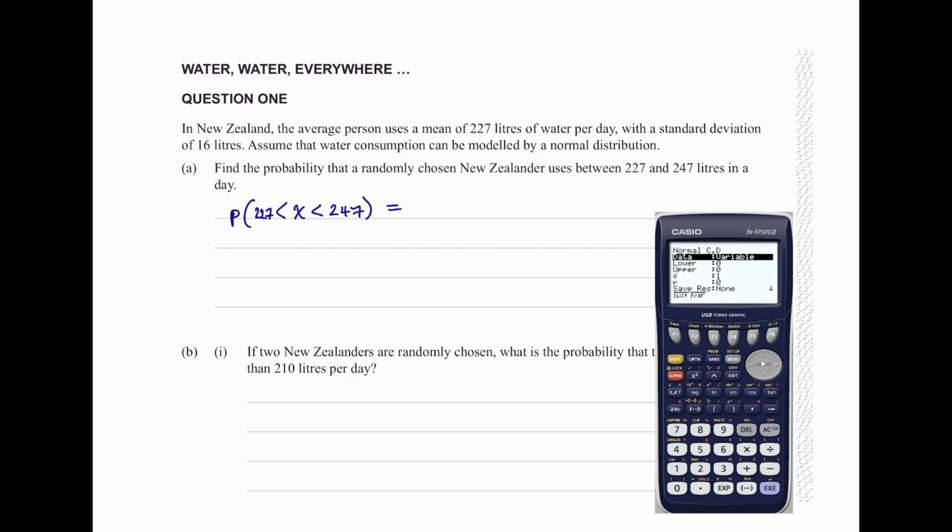Our lower limit will be 227. Our upper limit will be 247. What's our standard deviation? It is 16, right? So our standard deviation is 16, and our mean is 227. If we click enter, that will give us our probability of 0.3944.